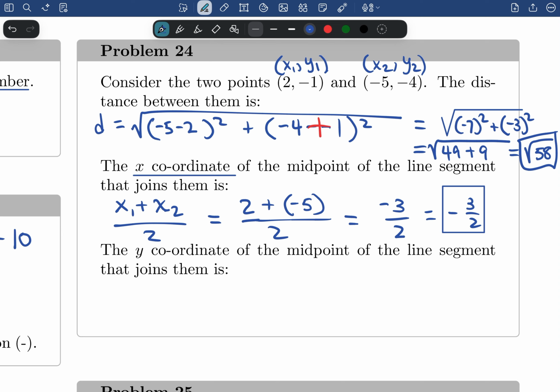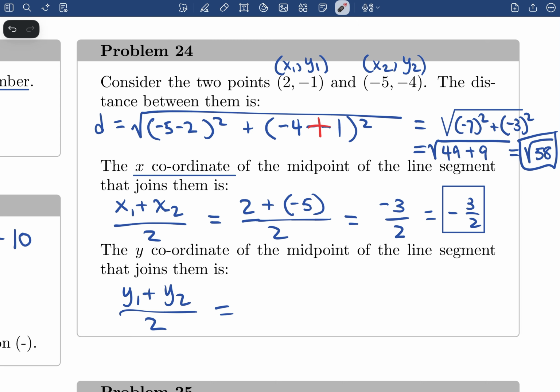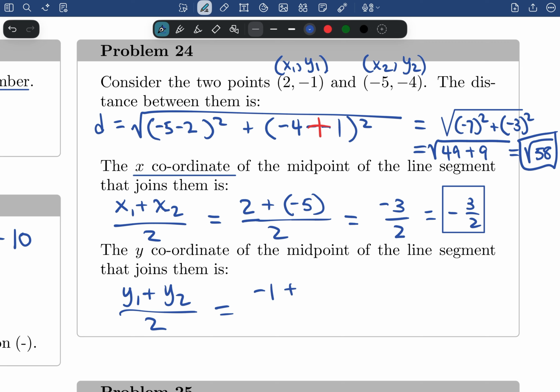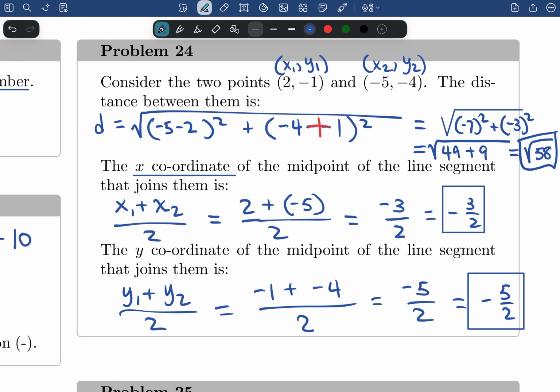Great. Okay, to find the y-coordinate of the midpoint of the line segment that joins these 2 points, I would take y1 plus y2 and divide it by 2. Okay, y1 is -1, y2 is -4, so I take -1 plus -4, and I divide it by 2. And -1 plus -4 is -5. Okay, so I get -5 halves for the y value of the midpoint.